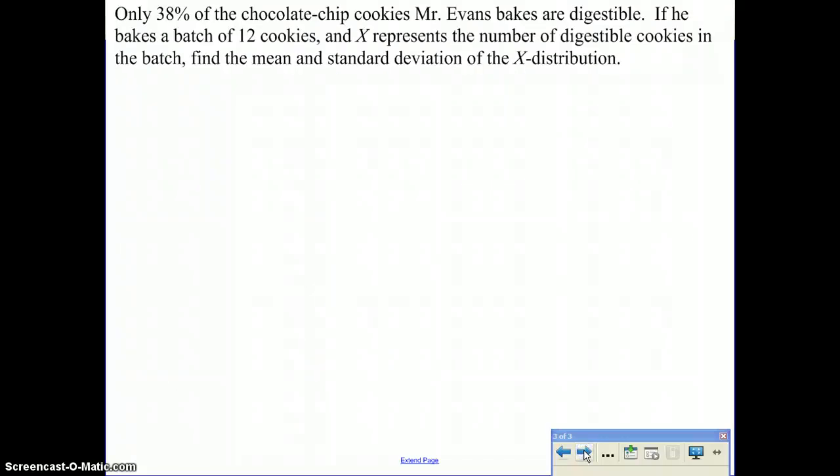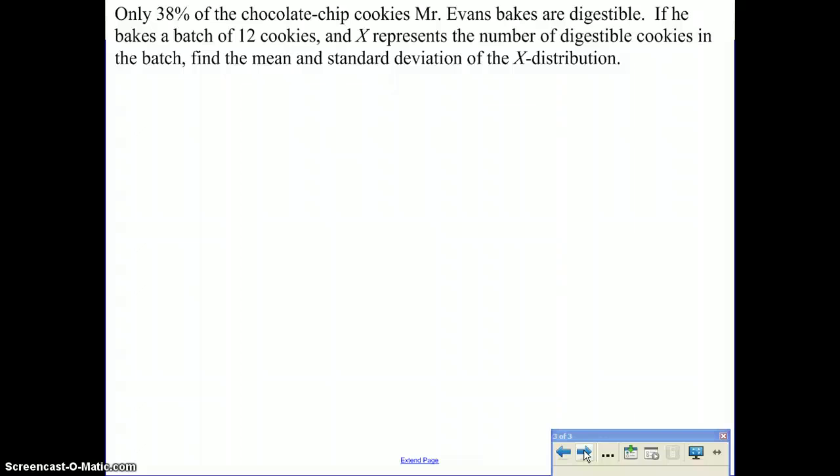Okay, last example to look at. So let's consider this scenario, and let me tell you what, I put some pretty serious time into conducting some action research here on this. So what I found is that only 38% of the chocolate chip cookies that I, Mr. Evans, bake are actually humanly digestible. If I bake a batch of 12 cookies, and x, the random variable x, represents the number of digestible cookies in that batch, find the mean and standard deviation of the x distribution.